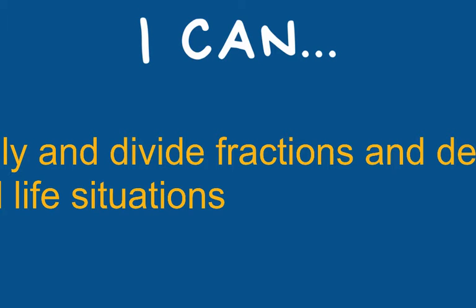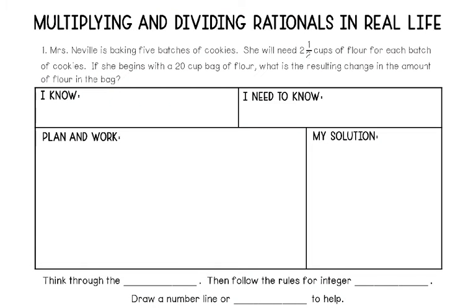So let's go ahead and get out your binder, turn to the math section, and get ready to take some notes. We're going to do this the same way we did with adding and subtracting rationals in real life. We'll go through these examples. We're going to look at what we know, what we need to know, make a plan, and then come up with a solution. We're going to do this to get ready for that constructive response today. We're going to look at just two word problems, and then I'll give you some opportunities for extra work. I'll make sure that you have time to do that constructive response.